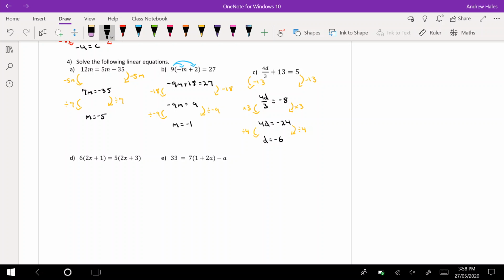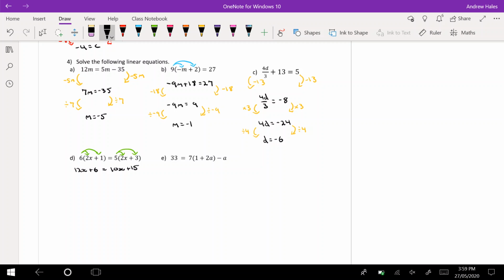Okay, now you see with this one, I'm expanding out both brackets on both sides. So that's where the tricky part comes with this question. So I need to expand this bracket. I also need to expand that bracket. So 6 times 2x, that gets me 12x. 6 times 1 gets me 6. 5 times 2x is 10x, and 5 times 3 is 15.